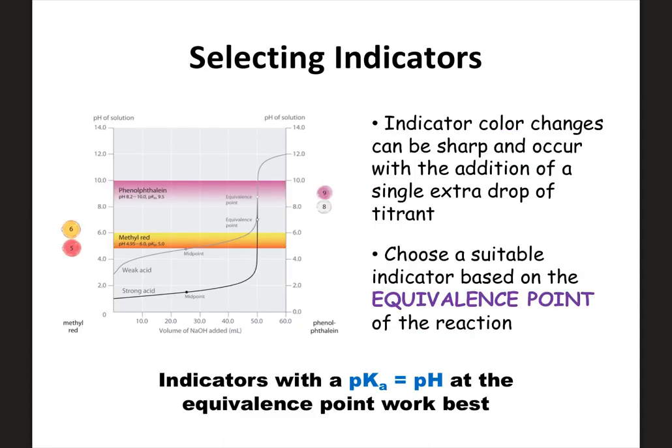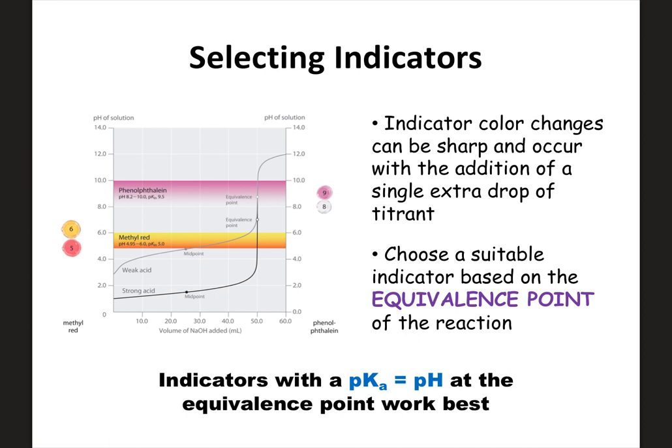I want to talk a little bit more about these indicators here. We already said the indicator is added to the analyte in order for us to know when we reach that equivalence point, because it will change color at a specific pH. These indicator color changes, as I already mentioned, can be really fast, and sometimes one extra drop makes it go from no pink to light pink, and then one more drop goes all the way to dark pink. So you really have to be careful with this, and it's really in your technique to make sure you're reaching that light pink color for your solution when you're doing your titration.